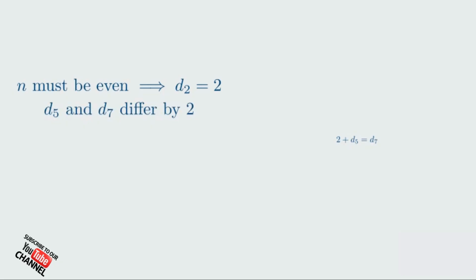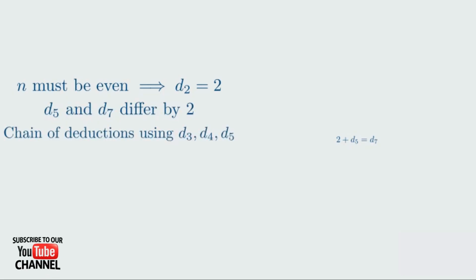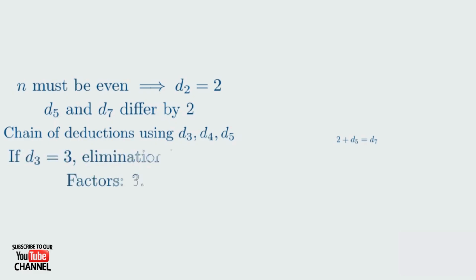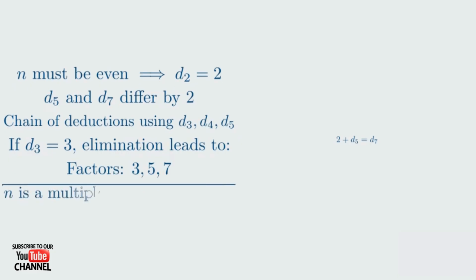By systematically testing the possible values for the divisors d3, d4, and d5, and using the fact that products of divisors are often divisors themselves, we can build a chain of deductions. For instance, if d3 is 3, we can start mapping out the multiples of 2 and 3 that must appear in the divisor list. Through a rigorous process of elimination, which is a classic technique in Olympiad problems, we find that the only way to avoid contradictions in the ordering of divisors is if n contains the specific prime factors 3, 5, and 7. Therefore, n must be a multiple of 105.